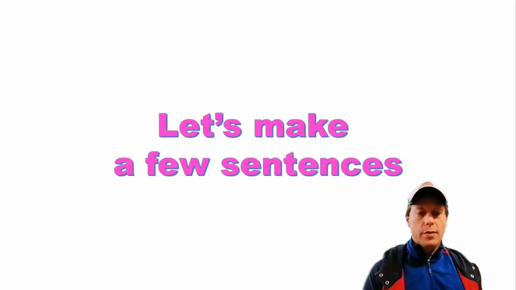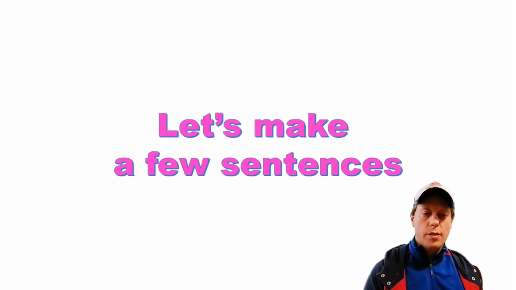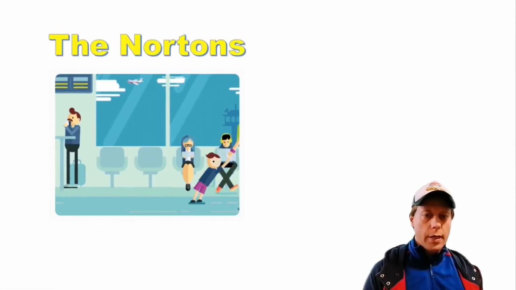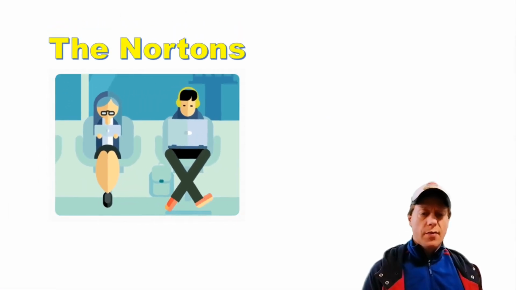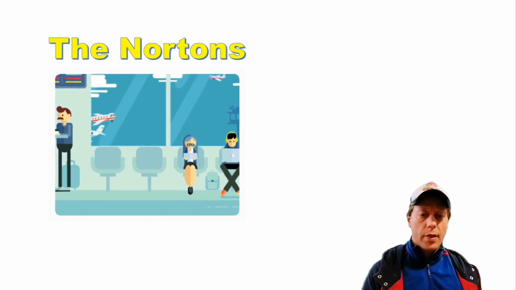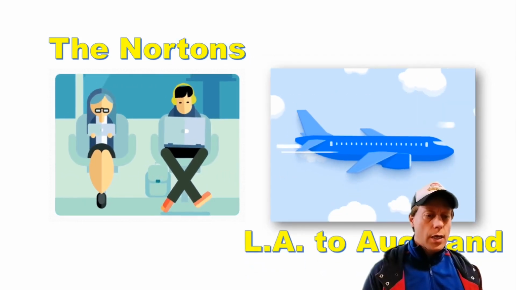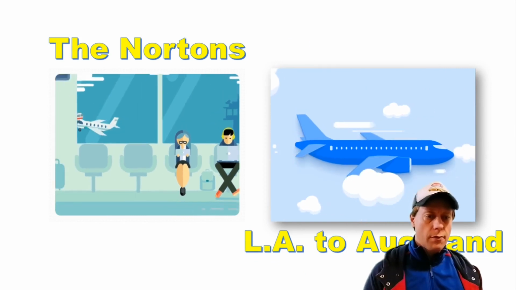So we're going to make a few sentences and I'll give you some scenarios, and then we can consider the time in which the actions happen, and we can apply auxiliary verbs to the sentences to see what happens. Okay, here are the Nortons. It's this family in this airport walking past, the Nortons, and they are going to Auckland from Los Angeles, and they're flying, obviously.